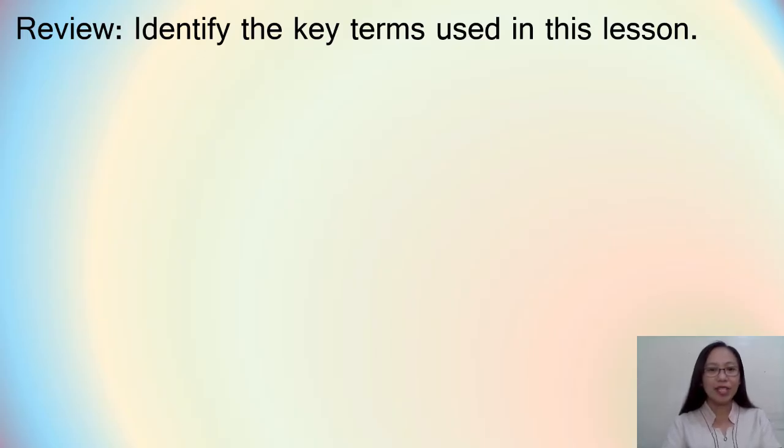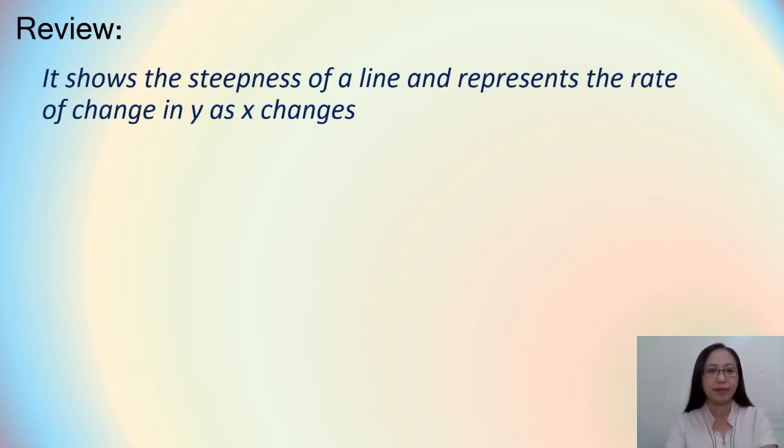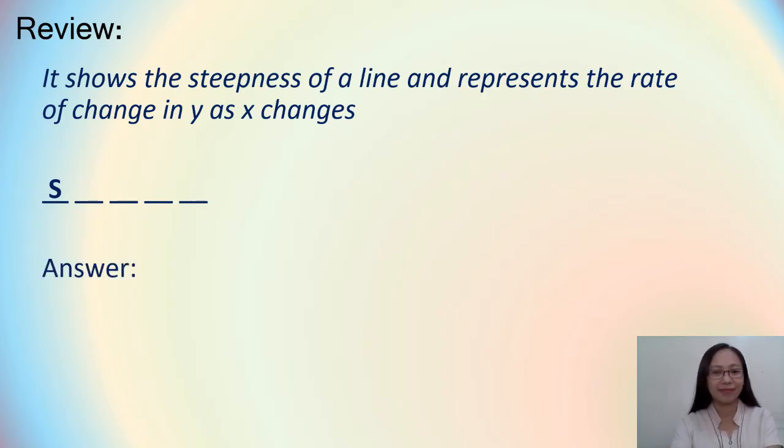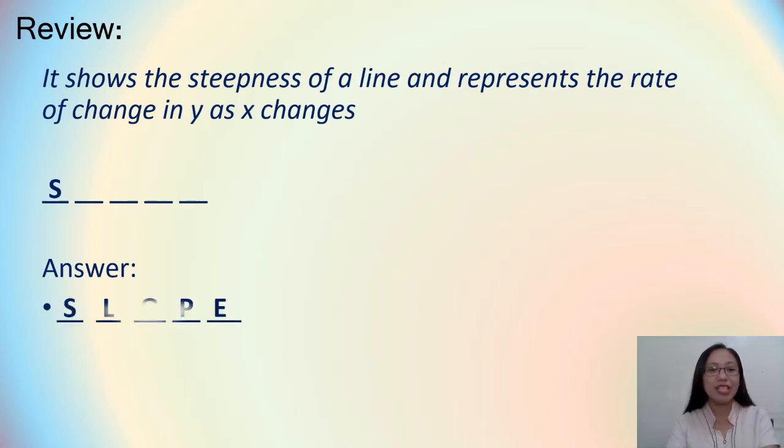Before we start with our lesson, let us review some of the key terms which will be used in this lesson. For the first term, it shows the steepness of a line and represents the rate of change in y as x changes. So you are given this clue. It starts with letter S and it has 5 letters. Can you answer this? I guess you have guessed it. The answer is slope.